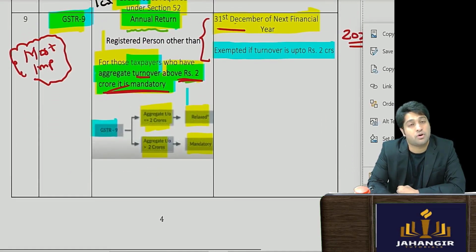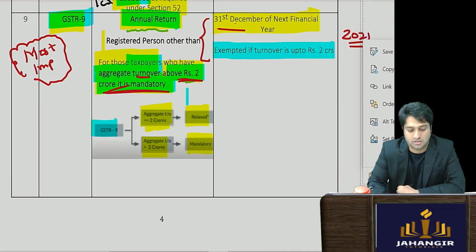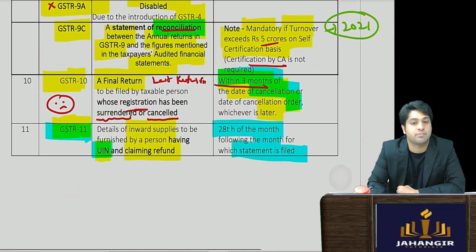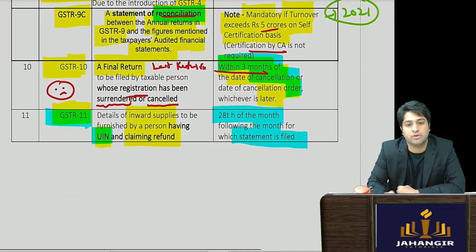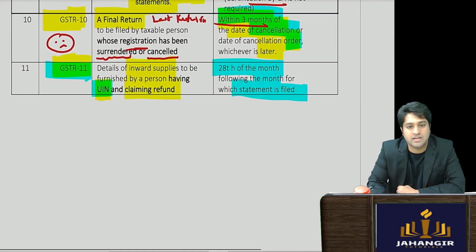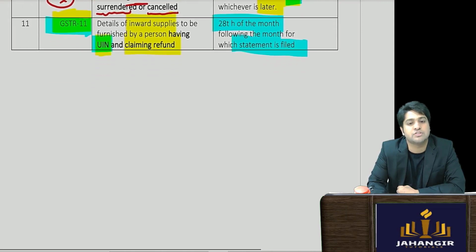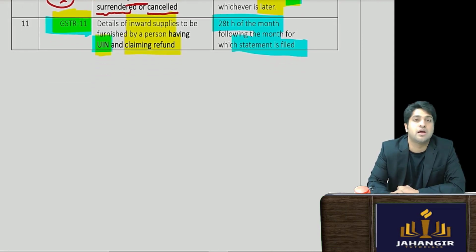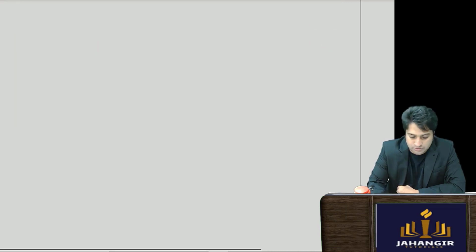9 is the most important. You always need to know, it is your annual return. 9C is a reconciliation statement. Okay, you need to reconcile it if the turnover is exceeding 5 crores. A final return is to be filed in GSTR 10, and 11 is for the last returns, you could say, for those who are having unique identification numbers.